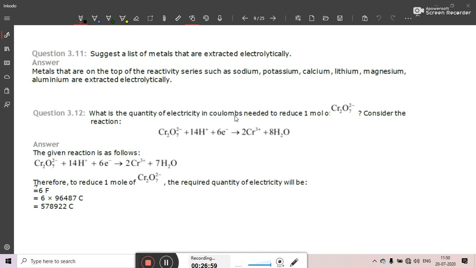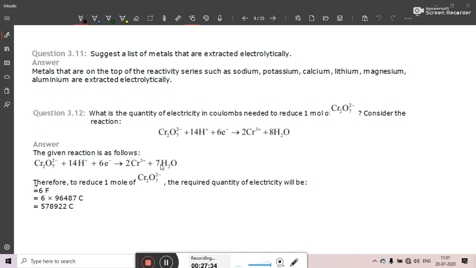Now question number 12 of the in text is, what is the quantity of electricity in coulombs needed to reduce 1 mole of dichromate ion, that is Cr2O7 2 minus, and for that the equation is given. The dichromate ion, 1 mole of Cr2O7 2 minus, undergoes reduction in the following way. The dichromate ion plus 14H plus plus 6 electrons gives 2Cr3 plus plus 7H2O. Now from this equation we have to find out the quantity of electricity.